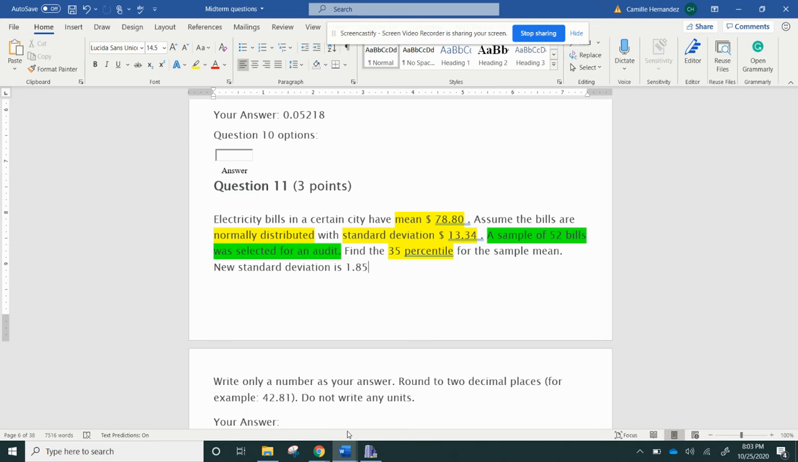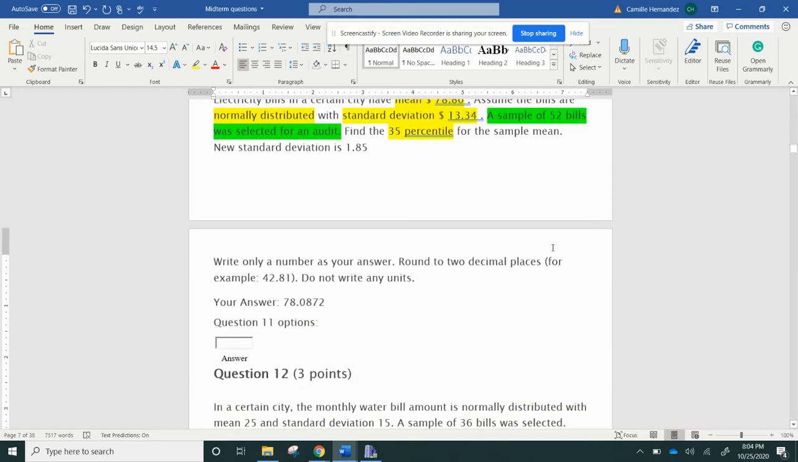So that's my answer. Because remember, it wanted find the 35th percentile for the sample mean. That is the 35th percentile for the sample mean. And it wants 2 decimal places, so it could be 78.09. Because if I round up. Okay, so that's what I got.